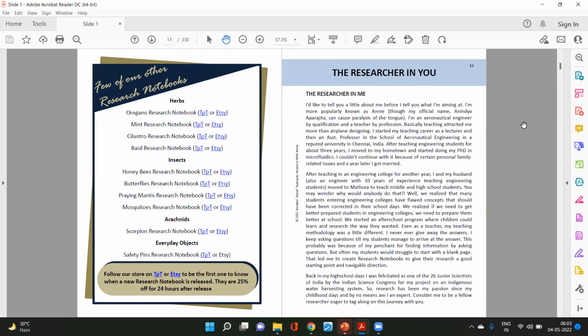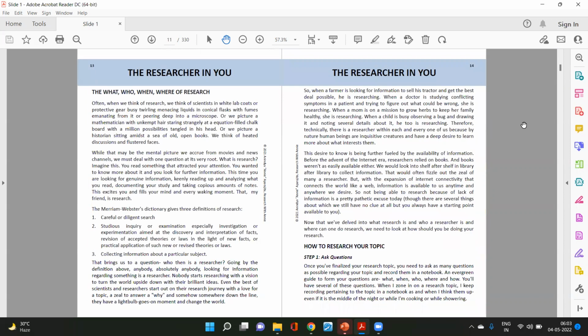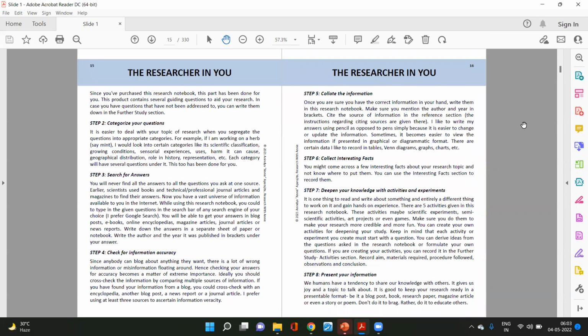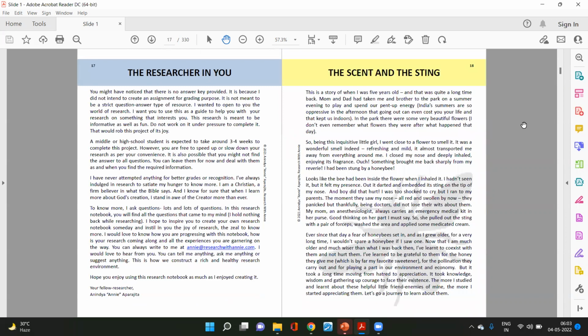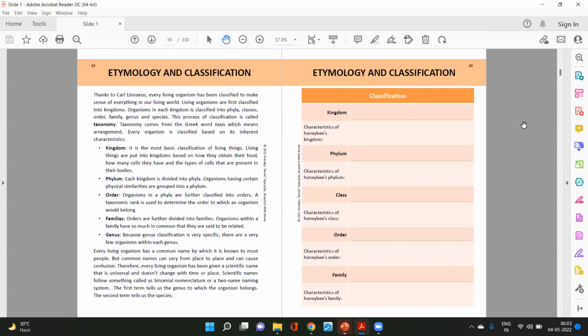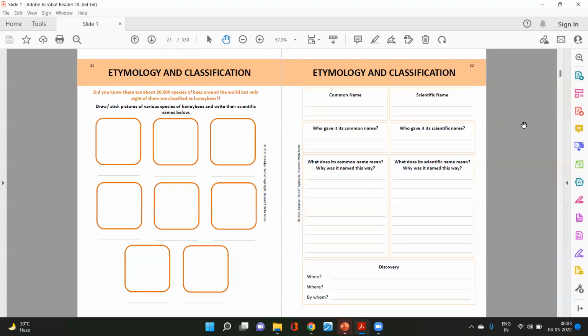So in the beginning, I tell you a little bit about my research experience and then what is research per se. And then there's a short story about a personal honeybee experience of mine. And then we come to the section on etymology and classification, where the student can go through how the honeybee is classified into the various kingdom, phyla, class, order, and family.